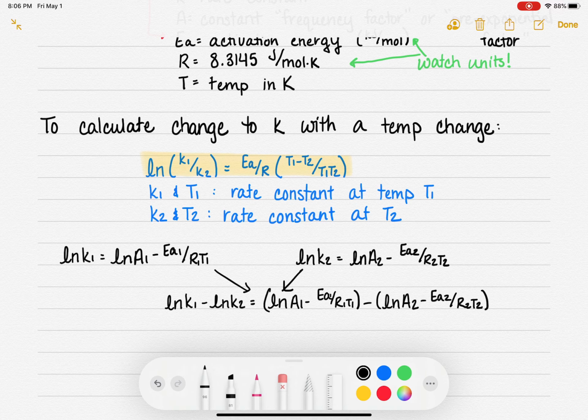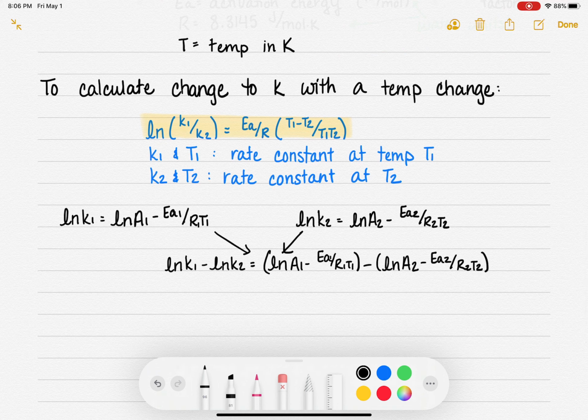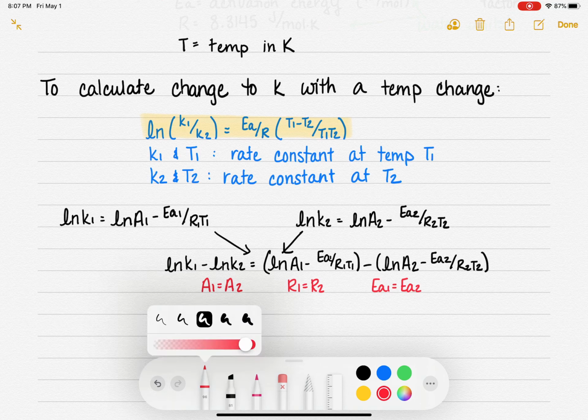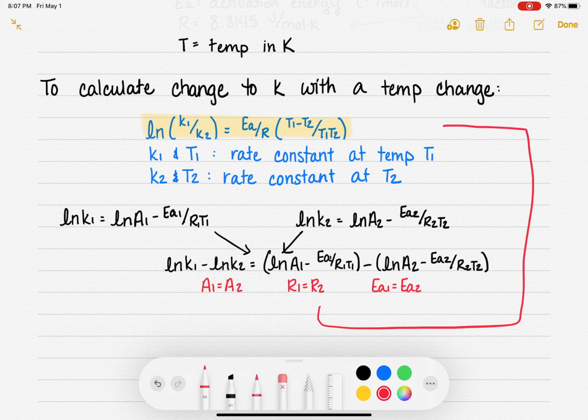And so once we get here, things start simplifying because A is just a constant. So A1 is equal to A2, just like R1 is equal to R2. And EA1, the activation energy, is equal to EA2, the activation energy. So with those equalities, this equation starts simplifying down real fast, and you use some properties of logs, and you do some amazing math, and then you end up with this equation right here, which we will practice using.